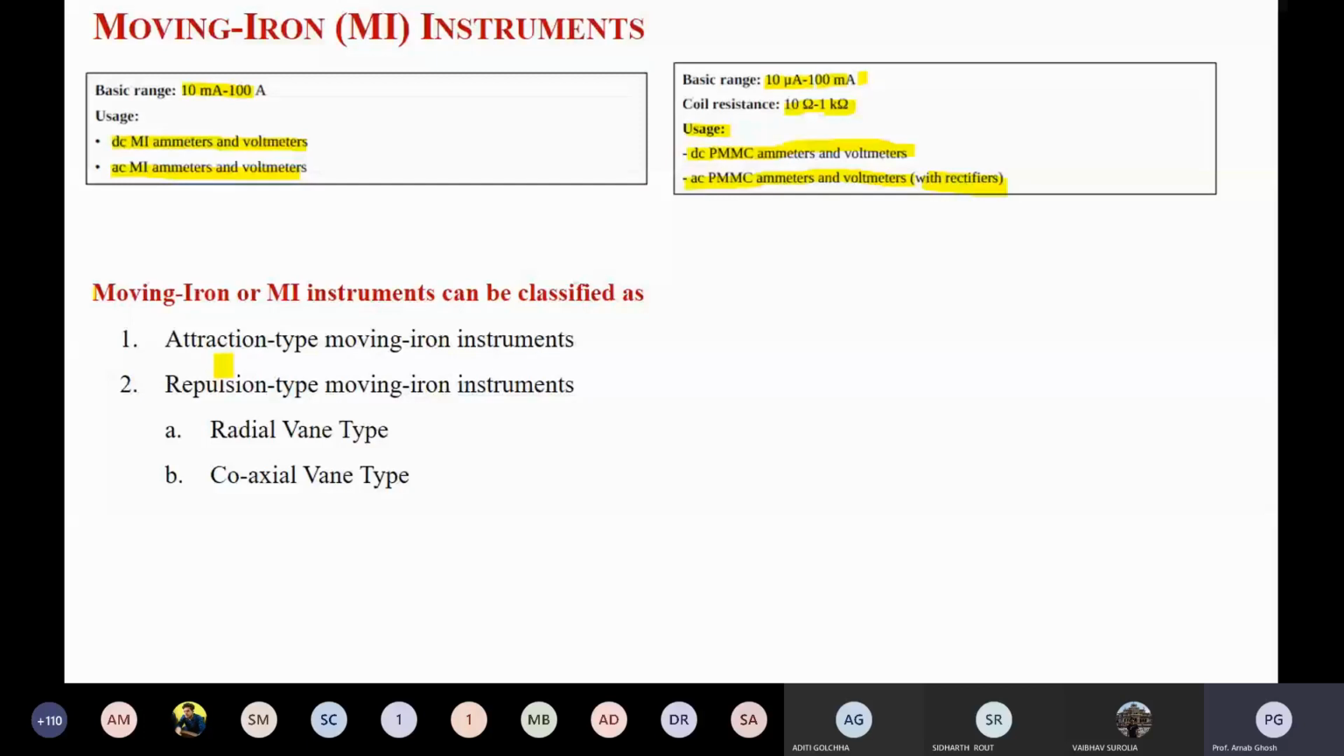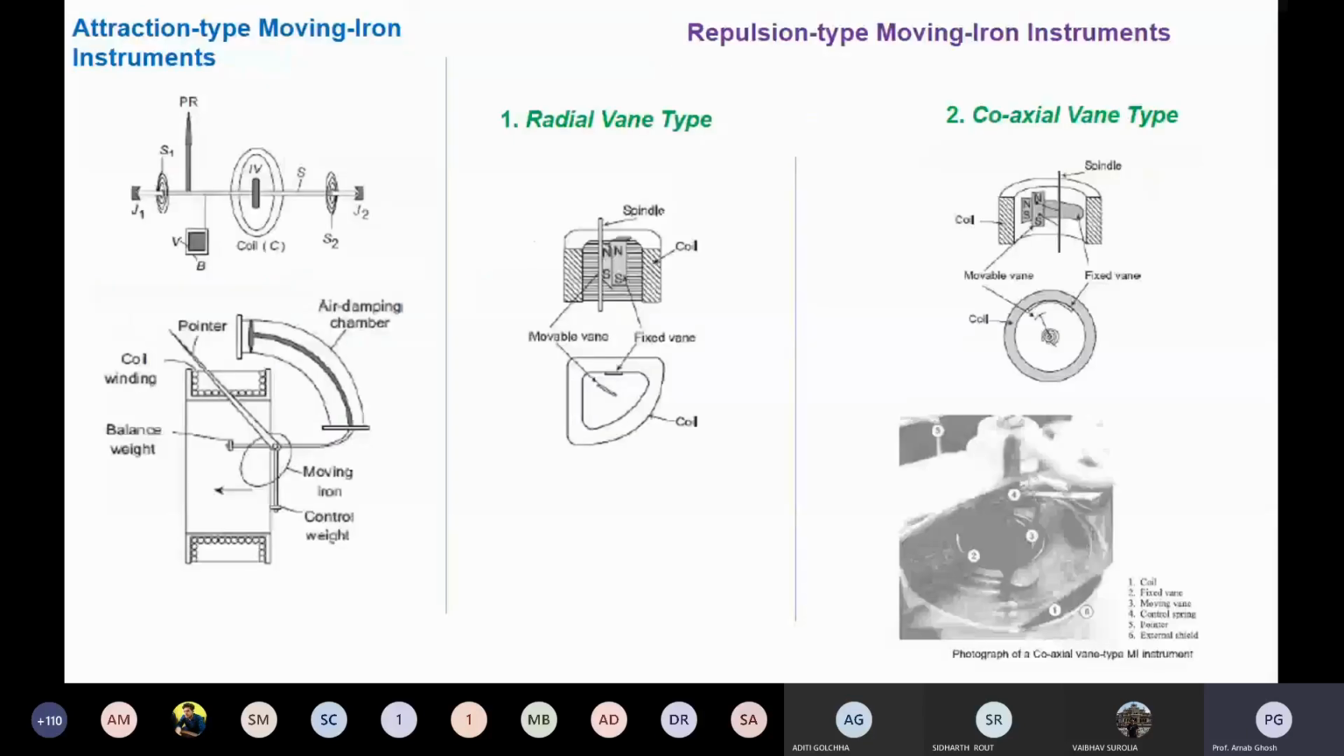From the name moving iron, you can understand that one iron plate or one iron former is moving inside the magnetic field. That's the basic motivation, and that's why it is called a moving iron instrument. So first we need to see the diagrams. We will first discuss the attraction type moving iron instrument, then we will go for the repulsion type moving iron instrument.